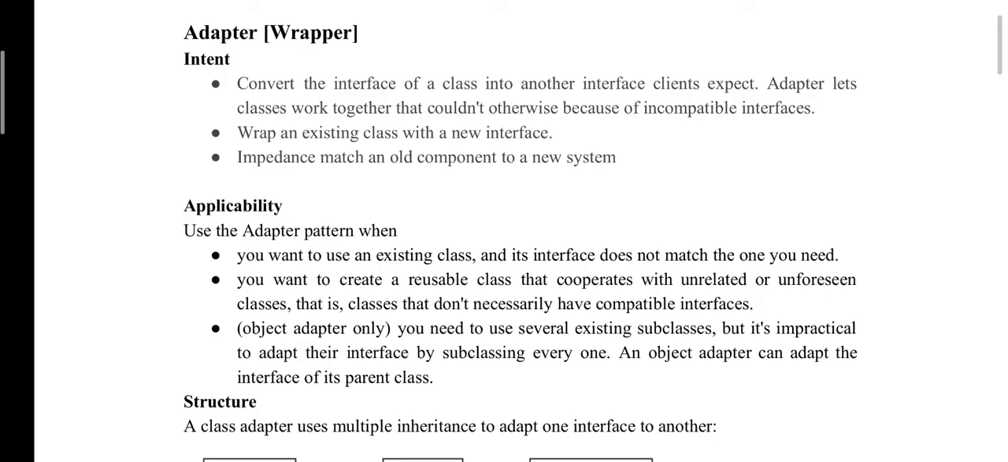Adapter lets classes work together that couldn't otherwise because of an incompatible interface. Continuously we are talking about that thing. That means it makes the two classes compatible to work together. That's it. That's the work of the adapter design pattern. It wraps an existing class with a new interface. Okay, how does it do that? It makes two classes compatible by wrapping an existing class with a new interface, to match an old component to a new system. This is the intent of the adapter design pattern.